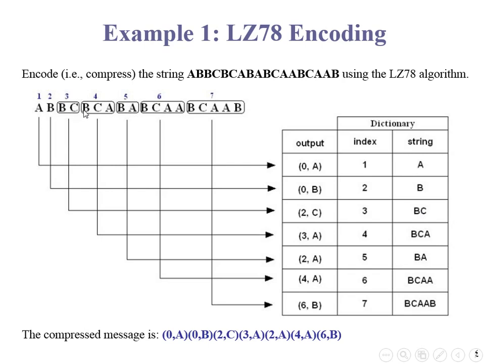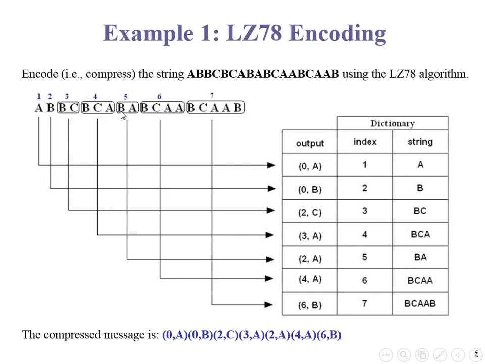Now go to the next character, B. B is in the dictionary. Continue: BC. BC is in the dictionary. Continue: BCA. It is not in the dictionary. So we have the prefix BC. This BC has the index 3, and A. Therefore, the output will be 3A. The index for this new output is 4, and it represents the string BCA.